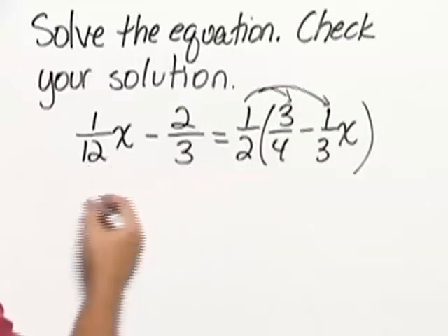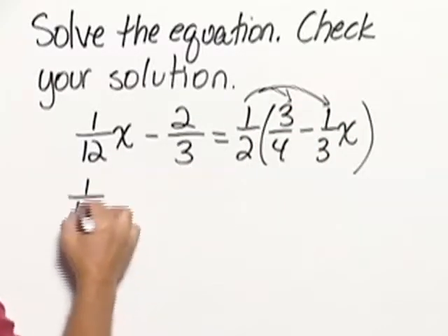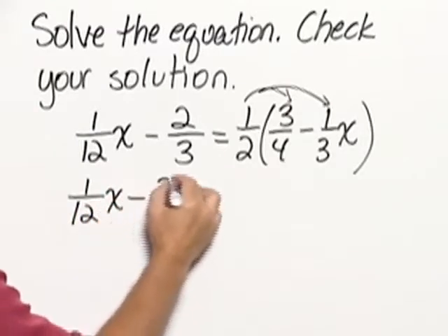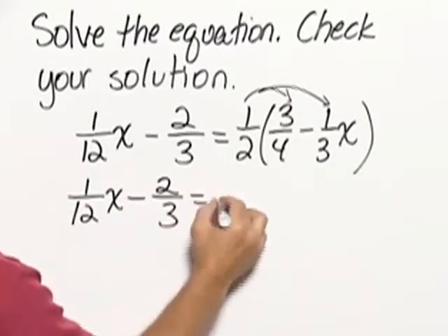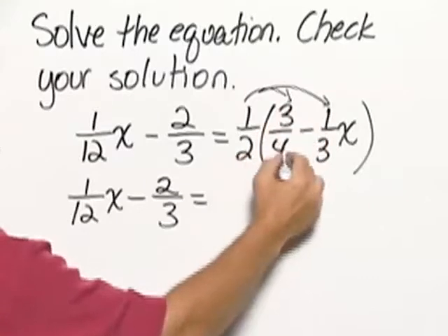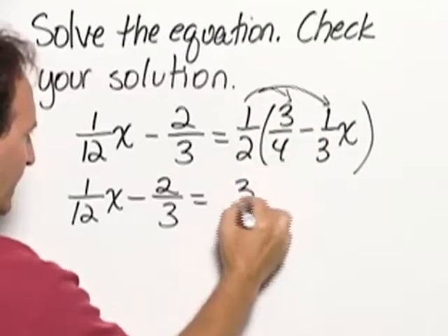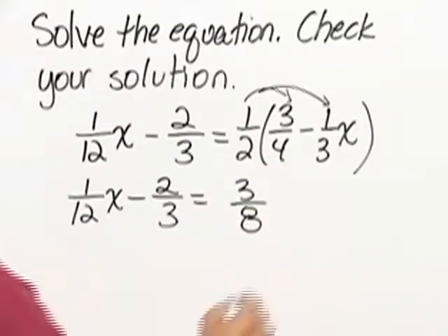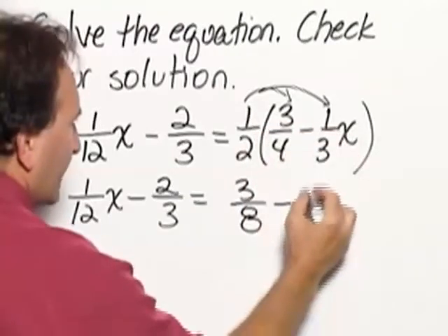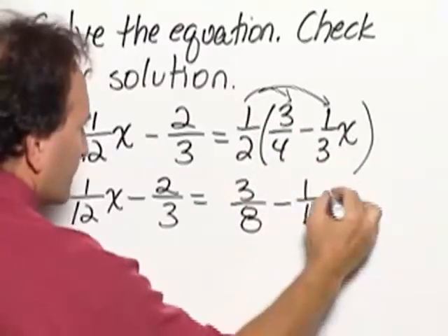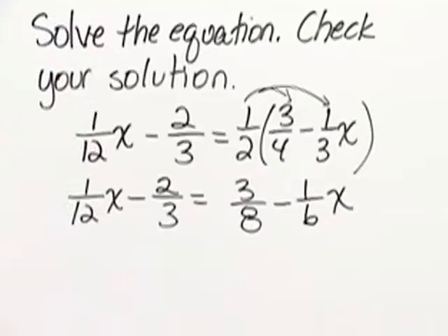So we still have the left-hand side as itself, 1/12 x minus 2/3, and that's equal to 1/2 times 3/4 is 3/8. Then 1/2 times negative 1/3 is negative 1/6 x. There's various ways to approach this problem.